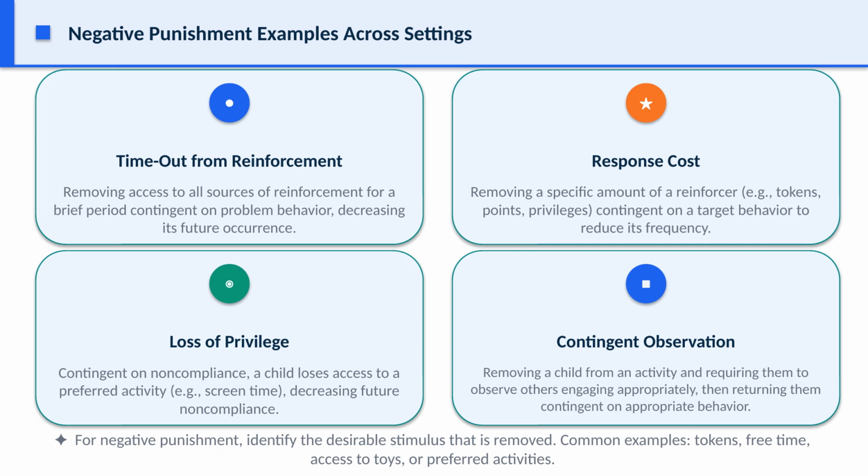Loss of privilege, like taking away screen time following noncompliance, is a common real-world application that still fits the response cost framework. Contingent observation removes a child from an activity and requires them to watch others engaging appropriately before returning, blending punishment with a modeling component. For the exam, remember that all these procedures require the reinforcer removal to be contingent, immediate, and functionally related to the behavior's decrease. And you must identify which variation is described in scenario-based questions.